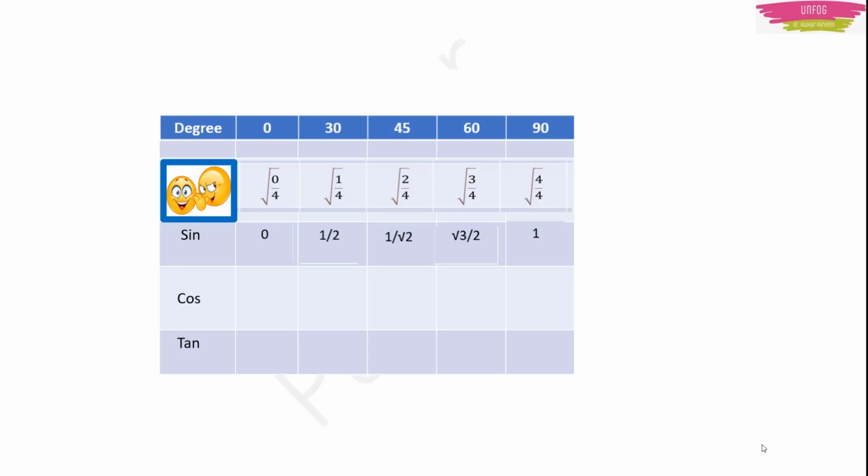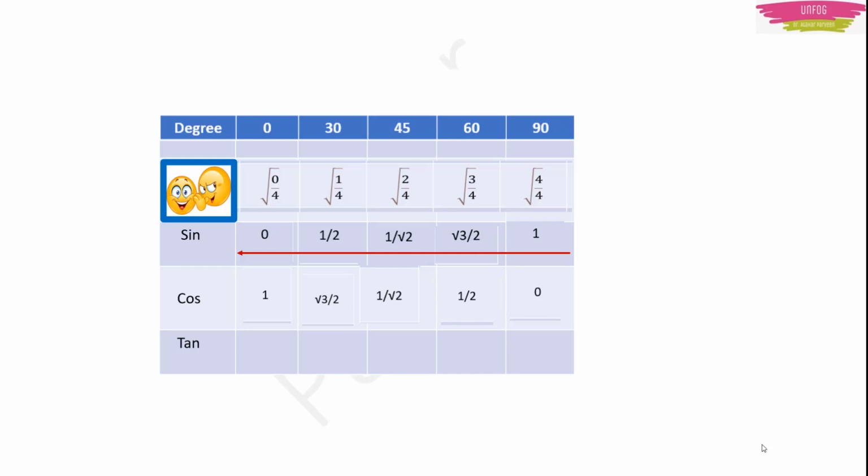Now writing the other values is very easy. I will show you. This you write in the ulta way, the reverse way. Means for sin you have 0, right? That 0 you put at the last. You have written 0, half, 1 by root 2, root 3 by 2 and 1. Now you write these numbers in the reverse order, that is, ulta. Like this: 1, square root of 3 by 2, 1 by root 2, half, 0. See, I have written the above numbers in the reverse manner, right? So I will get the values of cos 0, cos 30, cos 45, cos 60 and cos 90.